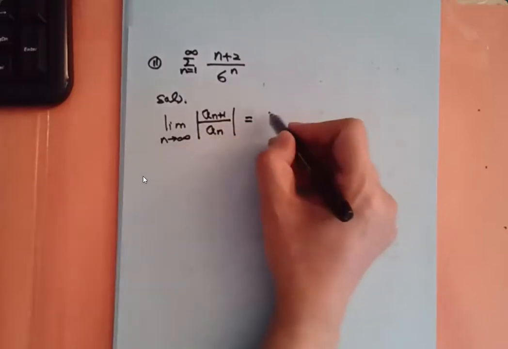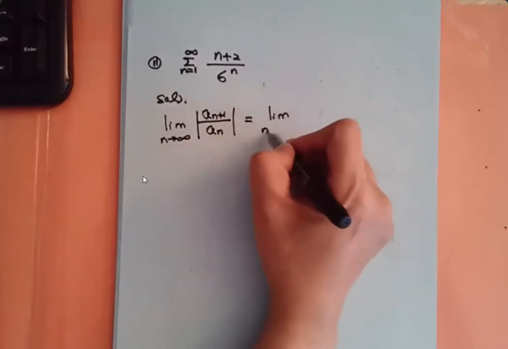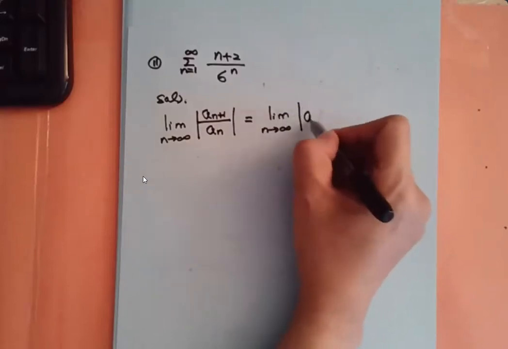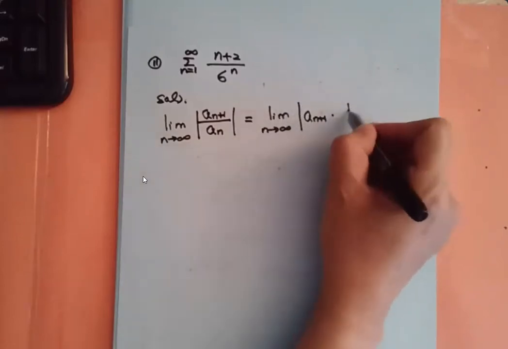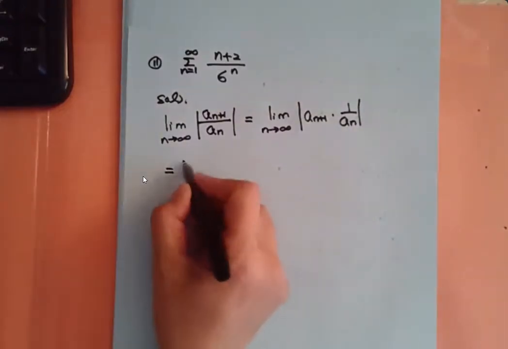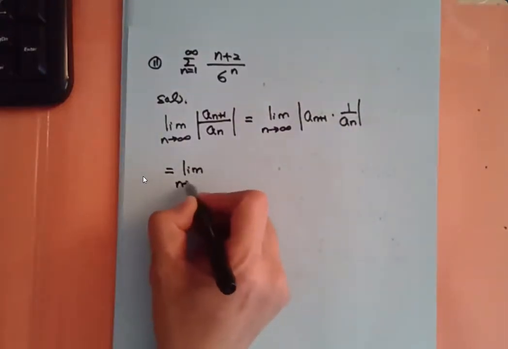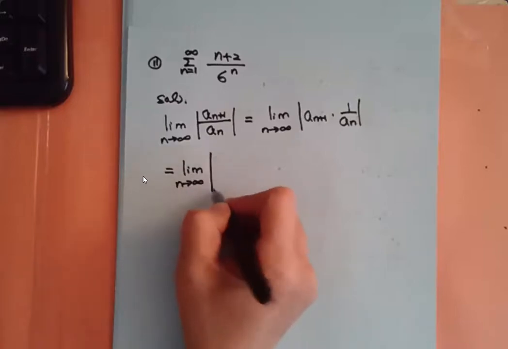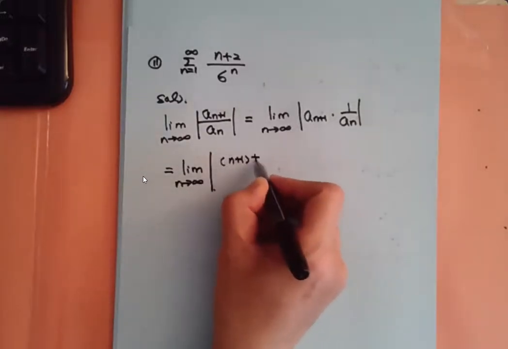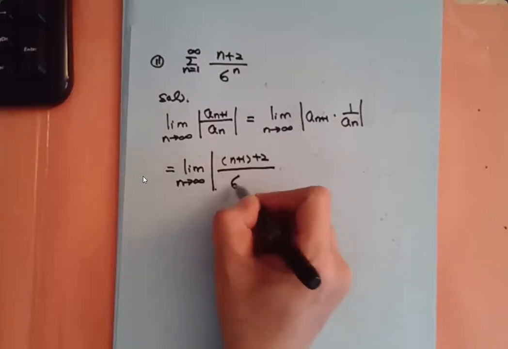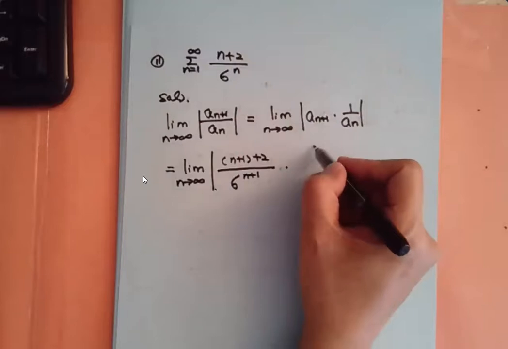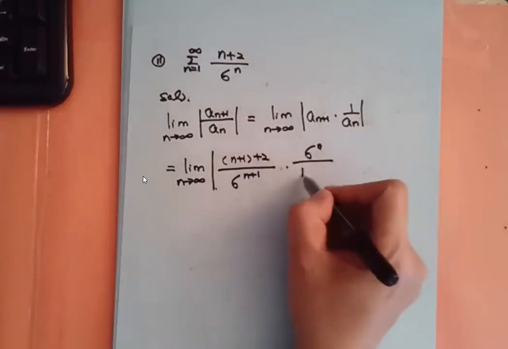And then we can rewrite that as limit as n goes to infinity of the absolute value of a_{n+1} times 1 over a_n. So that becomes limit as n goes to infinity. a_{n+1} is (n plus 1 plus 2) over 6 to the n plus 1, times 1 over a_n. We flip it, then that is 6 to the n power over n plus 2.